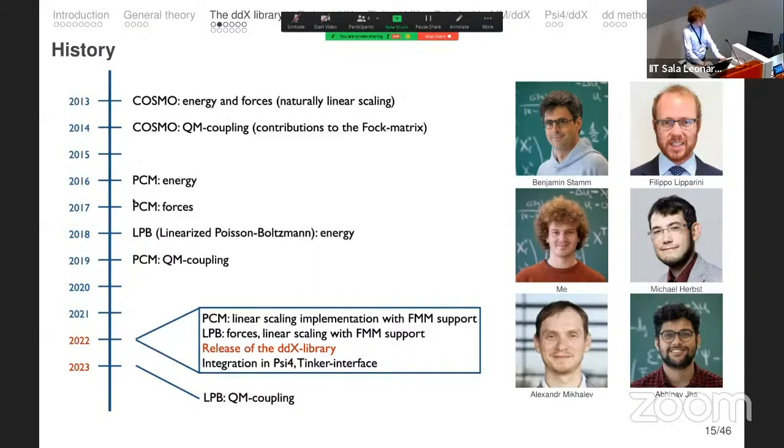So the original implementation of the domain decomposition PCM was not linear scaling, as well as the original implementation of the DDLPB, because we have some electrostatic interactions, so it's n squared. But Alex coded an FMM solver within our library, which is specifically tailored to work with spherical harmonics. So now everything is really linear scaling, and we have forces for all our methods. And we also implemented a few interfaces to other codes to couple our library. We coupled to a quantum mechanical solute in Psi4, a quantum chemistry package, and also to Tinker for classical solutes.